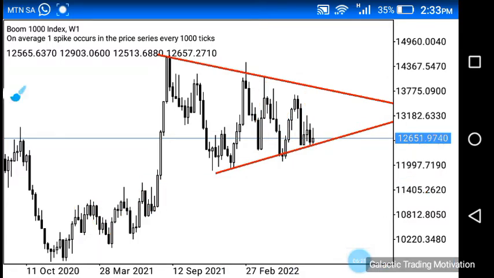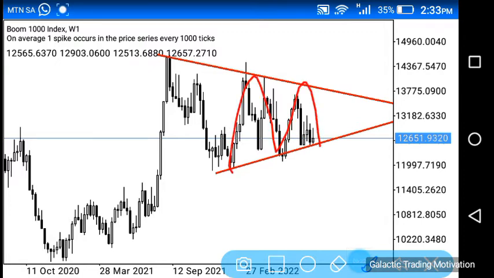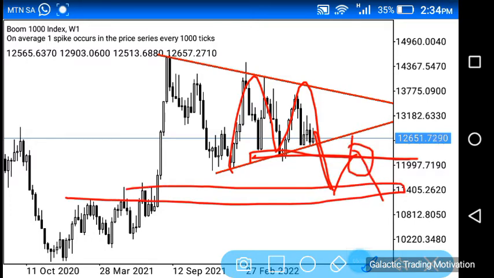I'm not going to add a neckline actually to this M structure over here, because price has not yet broken the neckline to the bottom. Should it do so, that's when we will consider this neckline, right? As I said, the anticipation, once the neckline has been broken to the bottom, is for price to move back up to retest this level and then push down to at least this level over here, where we have that neckline of that W structure, right? So that is it, guys, as far as this weekly chart is concerned.